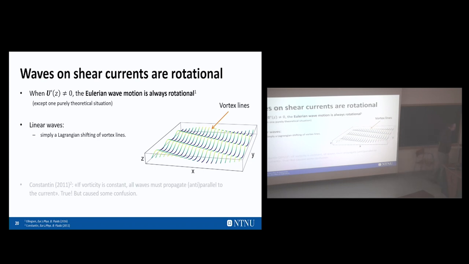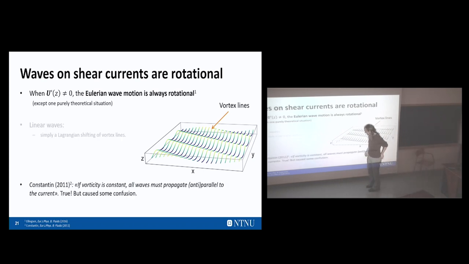It's pretty unsurprising, but Constantin, as a mathematician, proved his theorem that if vorticity is constant, all waves must propagate exactly aligned with the current, which led to some misunderstanding that if there is vertical shear, then all the waves must propagate along the current, which is of course absolutely not the case.